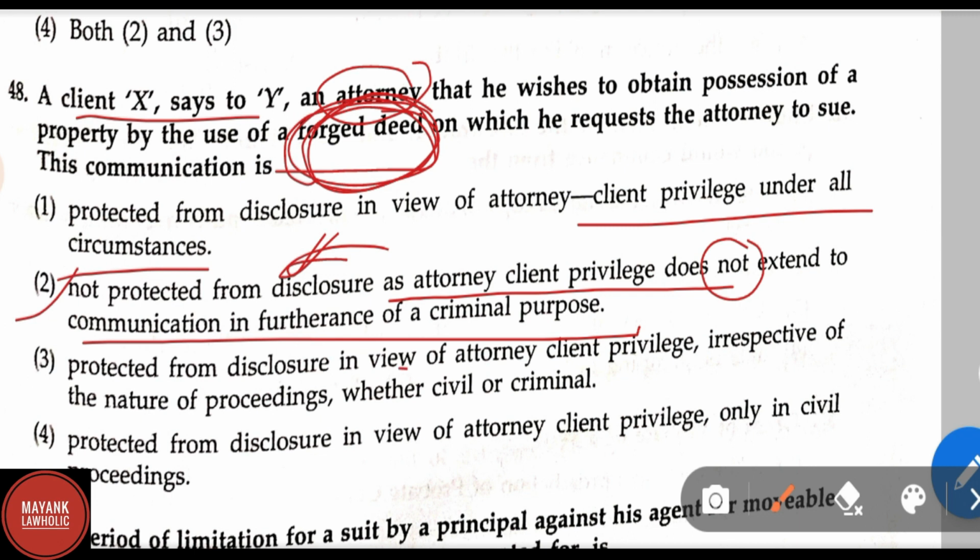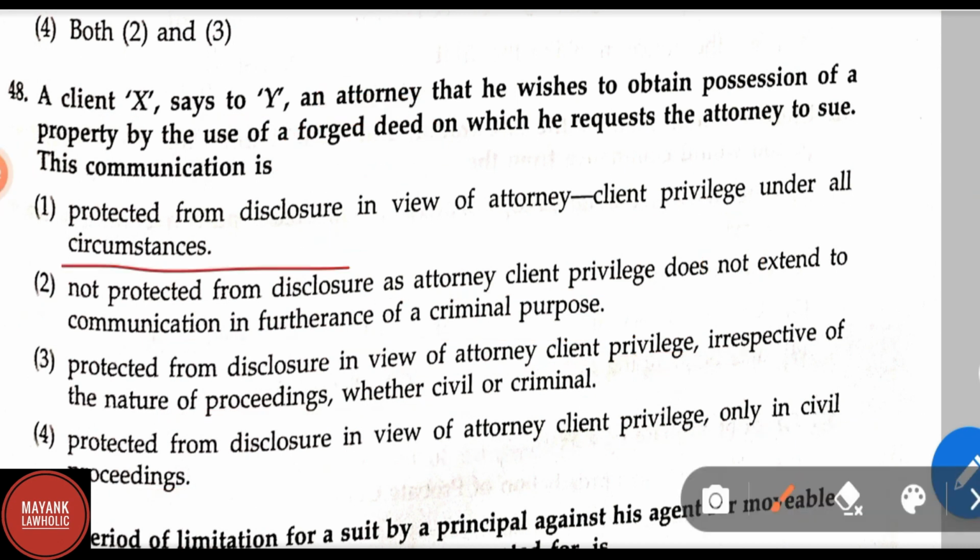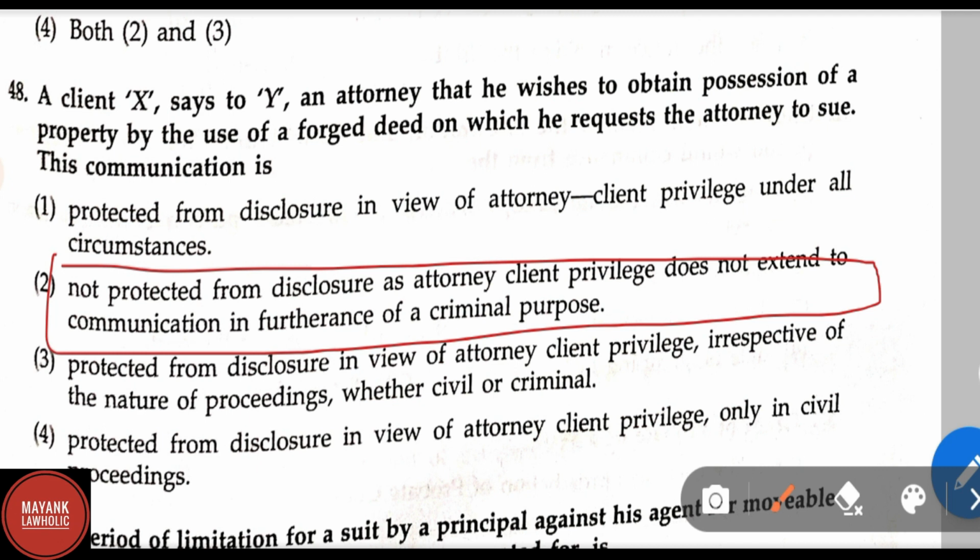Now, let us see all the other options also. Protected from disclosure in view of attorney-client privilege irrespective of the nature of proceedings, whether civil or criminal. No, this is inaccurate. Protected from disclosure in view of attorney-client privilege only in civil proceedings. This also is inaccurate. Correct answer is option 2, not protected from disclosure as attorney-client privilege does not extend, here, because they are talking about the forged deed, to communication in furtherance of a criminal purpose.